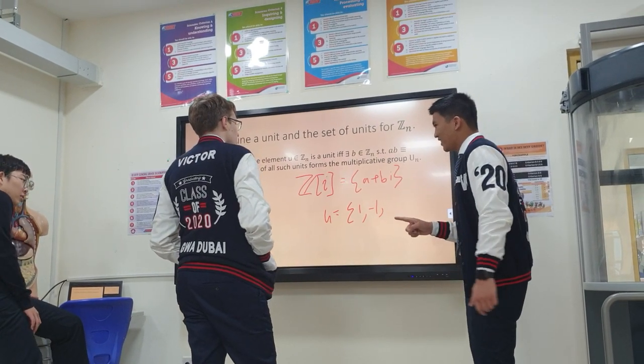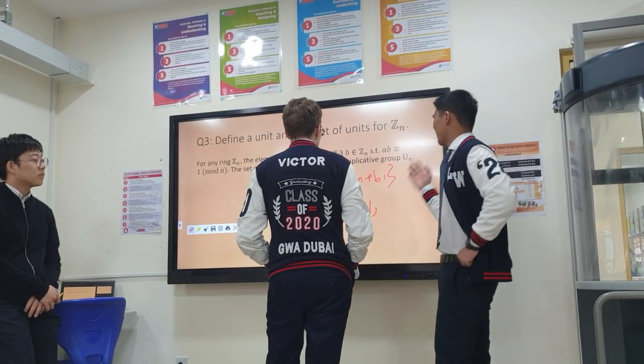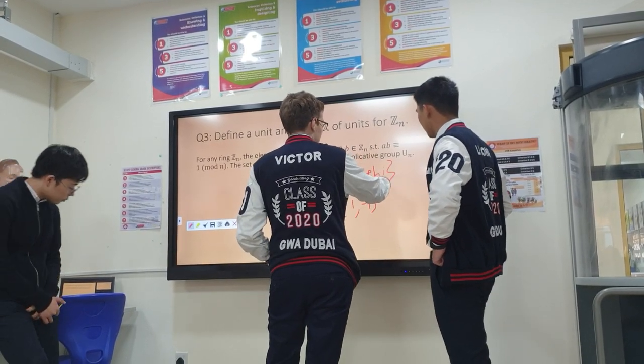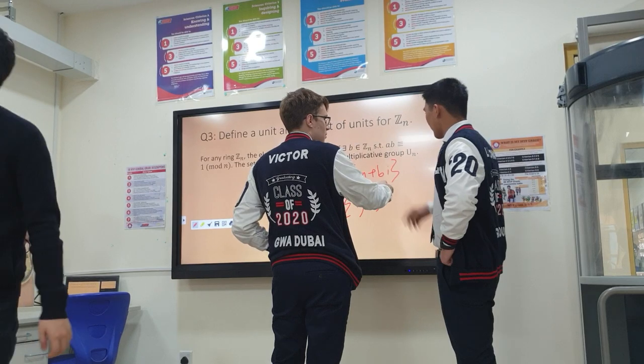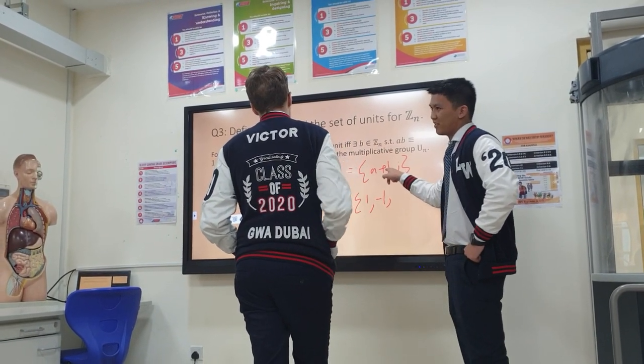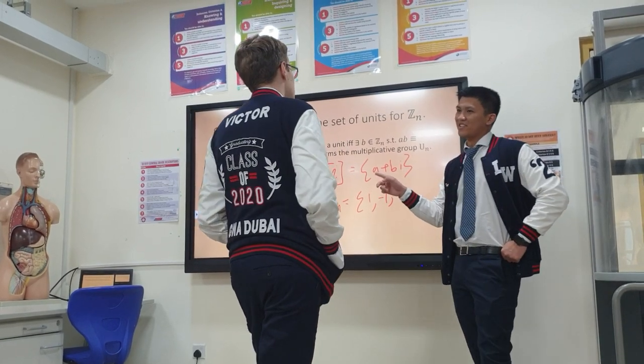But how can you take i to the power of 3 if it's not part of the set? Negative i to the power of 3 is negative 1. Oh, so b is 1 to negative 1. Oh, okay. i times negative i is equal to 1.